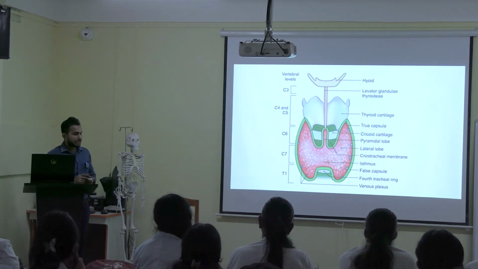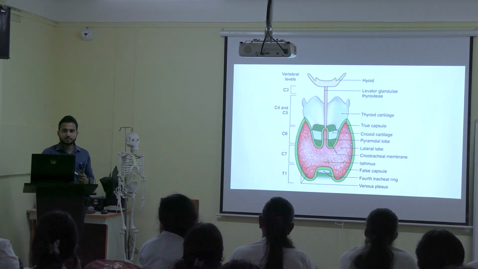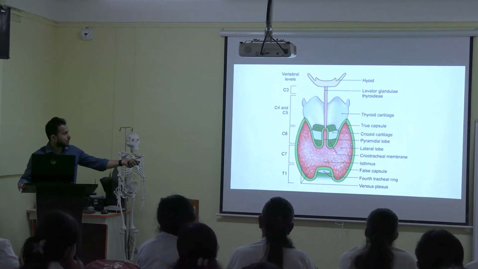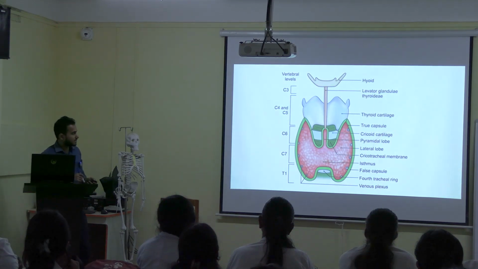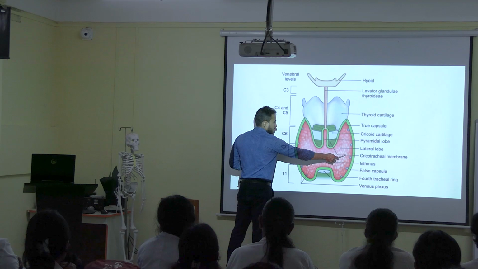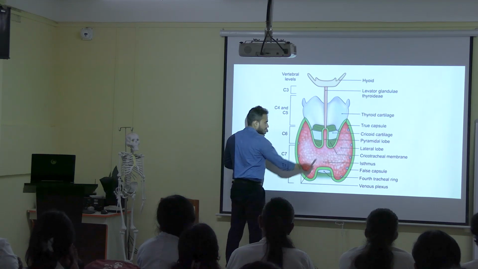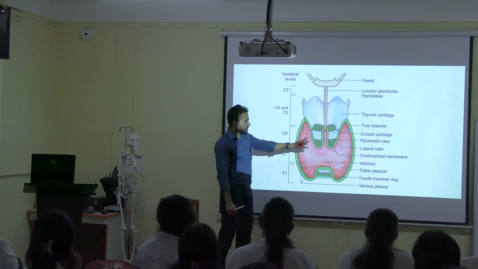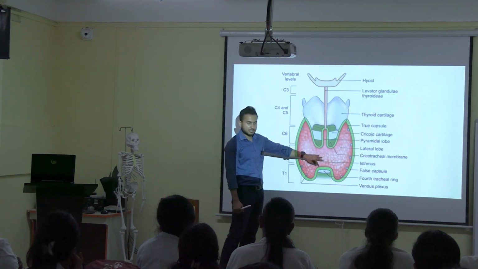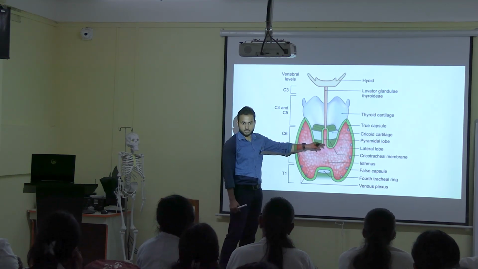Here you can see the diagram of the thyroid gland. As I said, the thyroid gland has two lobes. This is one lobe, this is another lobe. So two lateral lobes are connected by the isthmus. Next, occasionally a third lobe is present, extending from the isthmus. That is called the pyramidal lobe.